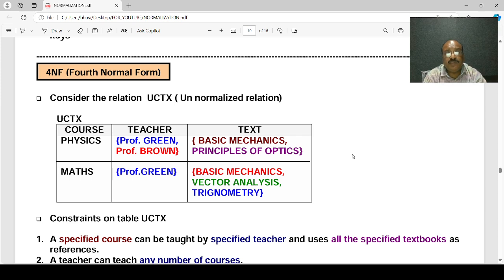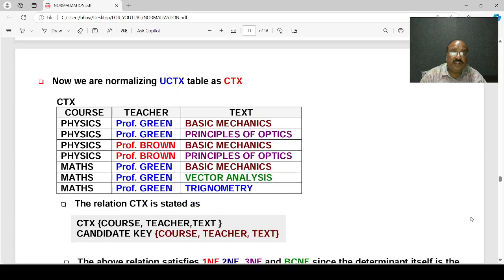Physics, Professor Green, basic mechanics; physics, Professor Green, principles of optics; physics, Professor Brown, basic mechanics; physics, Professor Brown, principles of optics. Totally, I have 4 rows. The remaining 3 rows are maths, Professor Green, basic mechanics; maths, Professor Green, vector analysis; maths, Professor Green, trigonometry. Totally, I have 7 rows after normalizing it. Now, the normalized table is CTX.